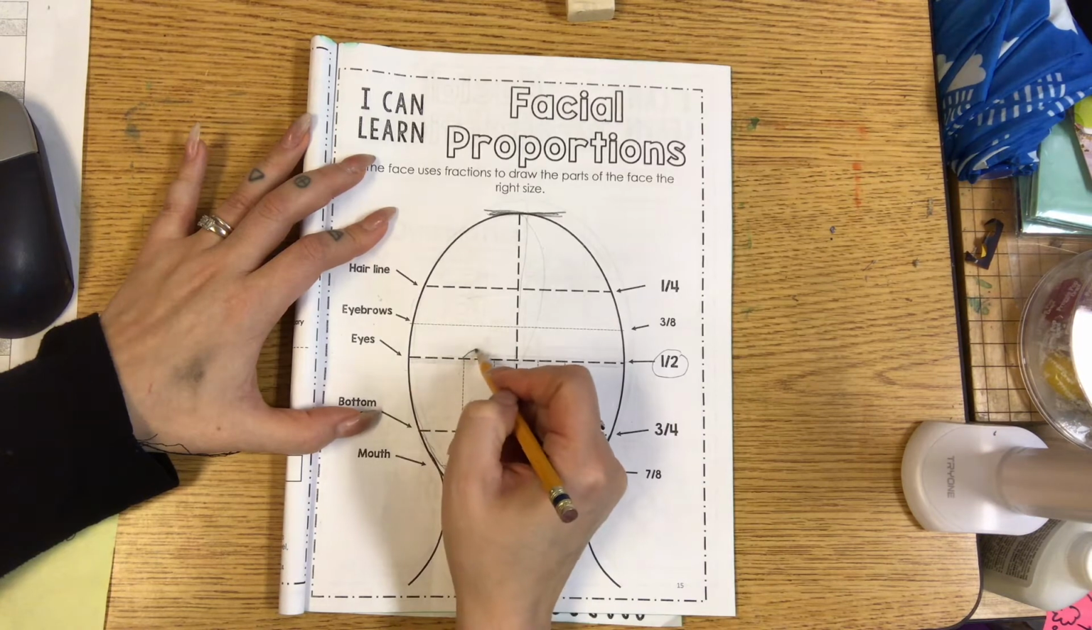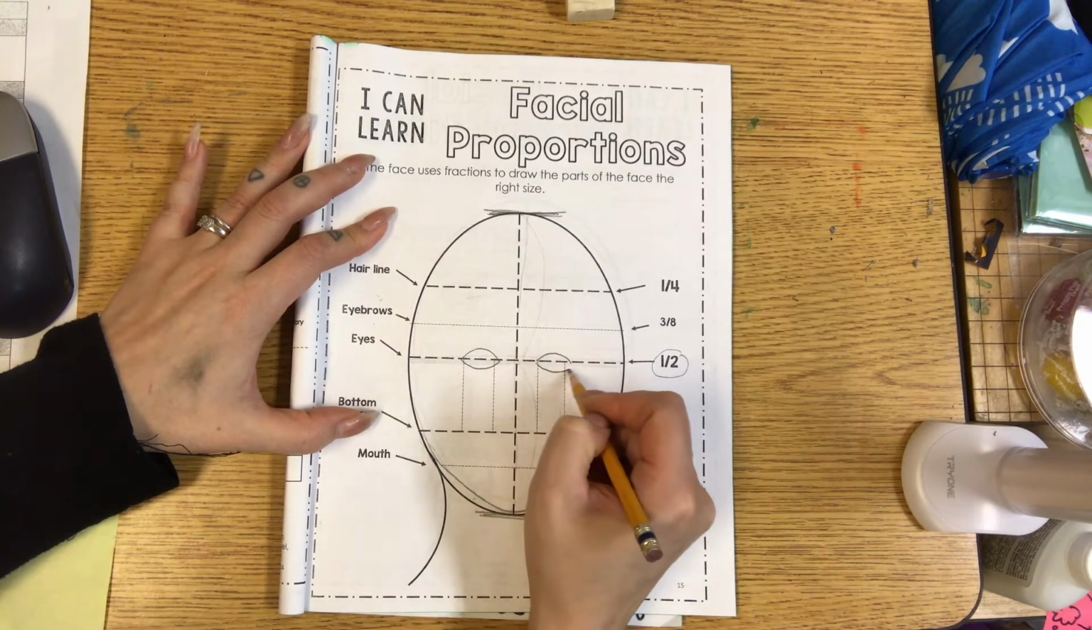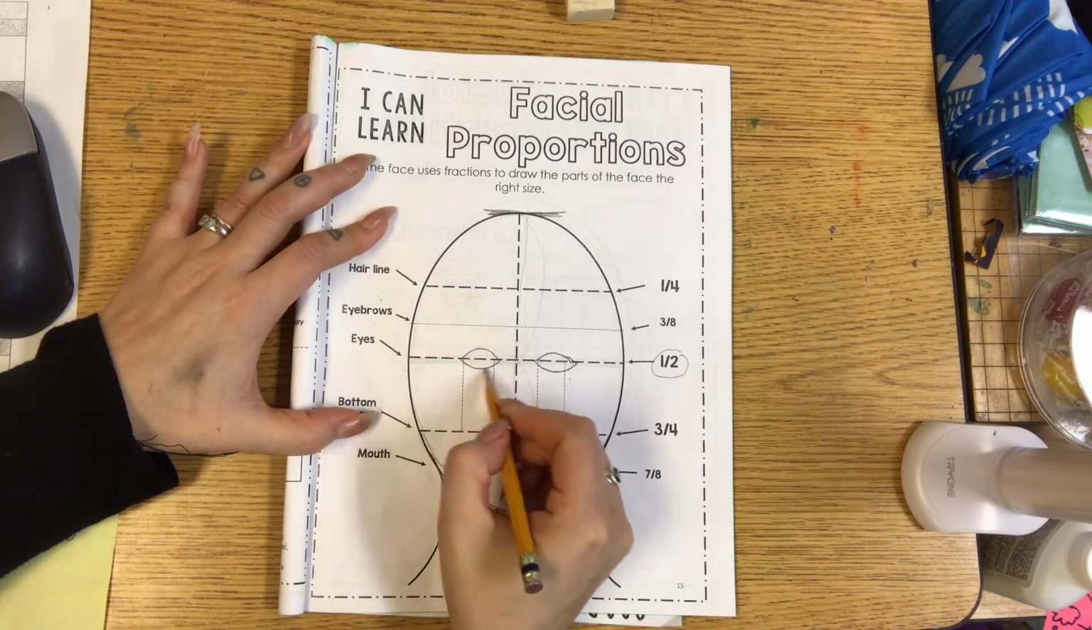You can fill out the eye shape in here. The eye shape is going to be a football or a lemon shape. Again, look in the mirror and the corners of your eyes are going to be pointy. They're not oval. So try and draw a football or a lemon shape.